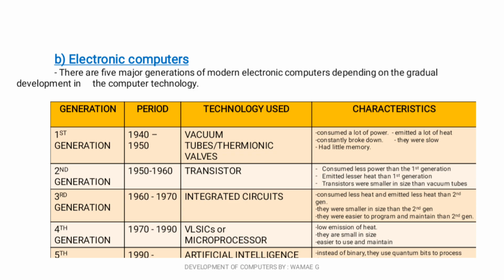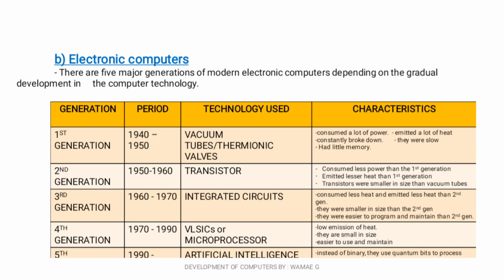Fourth generation, it started in 1970 to 1990, and the technology used is very large scale integrated circuits, or what we call microprocessor. Characteristics: low emission of heat, they are small in size, easier to use and maintain.